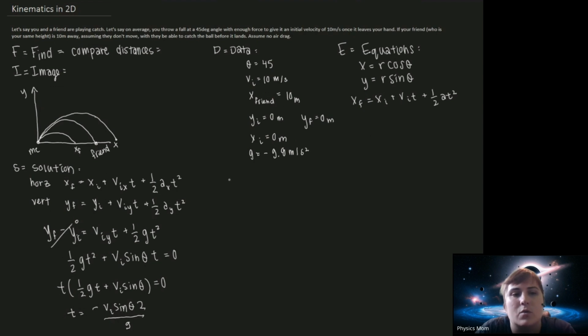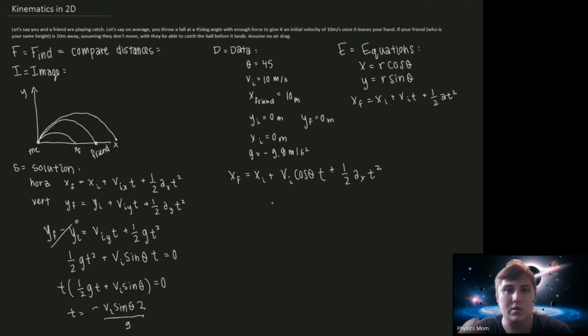So let's first look at the horizontal equation. We have x final equals x initial plus, instead of writing v initial x, let's write what that is. That's the radius times the cosine. So that's the full initial velocity times the cosine of the angle times our time, which is what we just found, plus 1/2 a_x times t squared. Now, I already denoted my starting spot as the origin, so my x initial is 0.